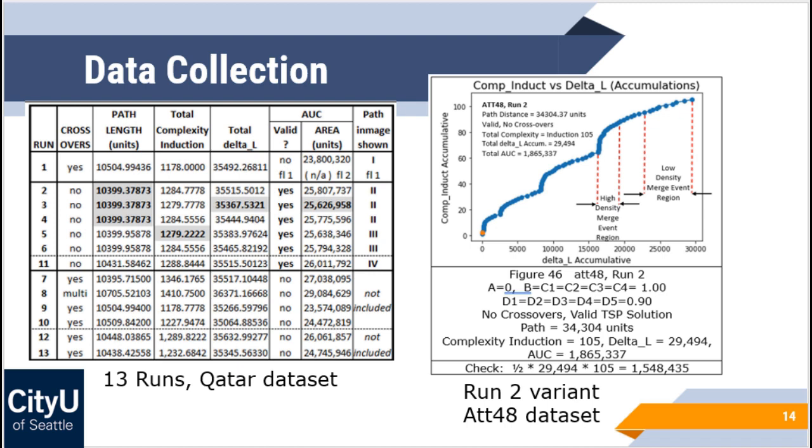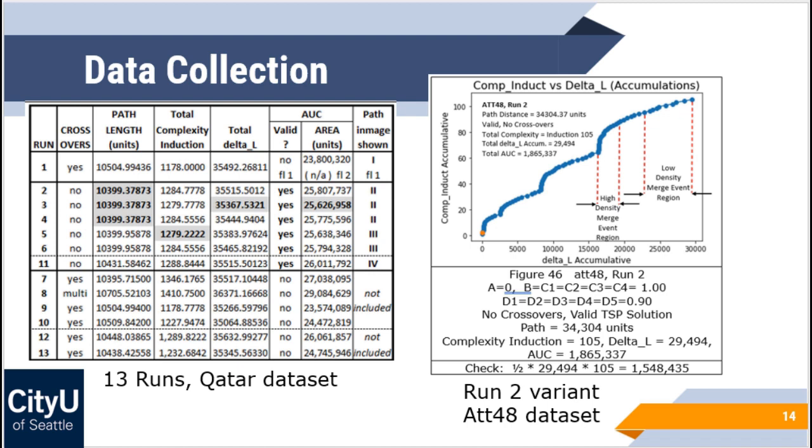Plot number 1 is for run number 1, where all factors are equal to 1.0 and a complexity induction of 1178 was obtained. That makes sense because 1178 is the number of merge decisions, merge actualizations, merge events required to accomplish the solution. Runs 2 through 11 produced valid results. All the data presented there is considered valid and useful.